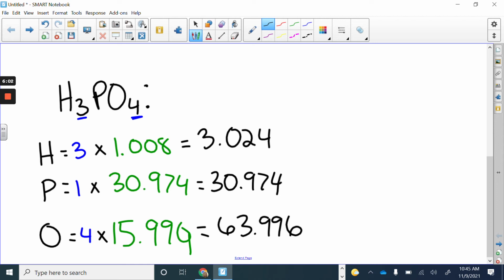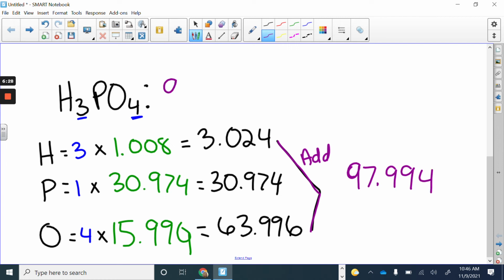We're going to take these and add them together. So 3.024 plus 30.974 plus 63.996, and we get 97.994. So 97.994 AMU.